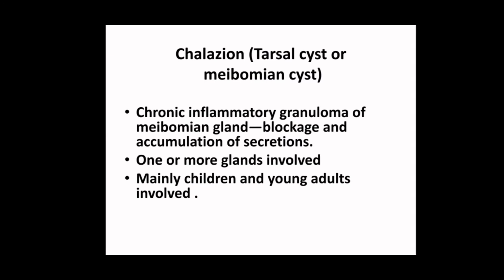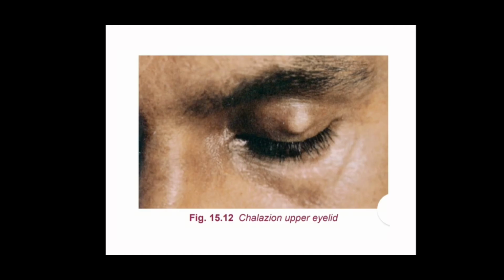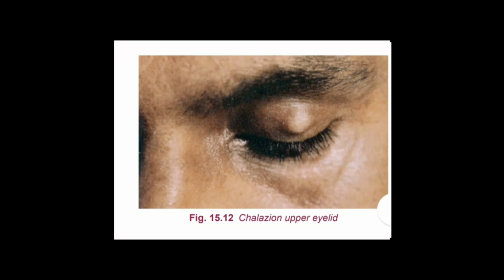Chalazion, also called tarsal cyst or meibomian cyst, is a chronic inflammatory granuloma of the meibomian gland due to blockage and accumulation of secretions. One or more glands may be involved, mainly seen in children and young adults. This is a picture of a chalazion present in the upper eyelid.